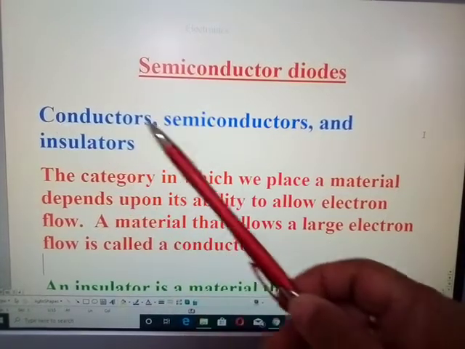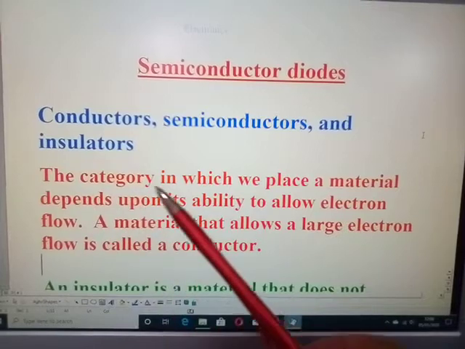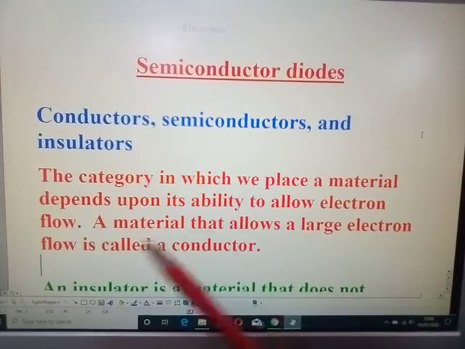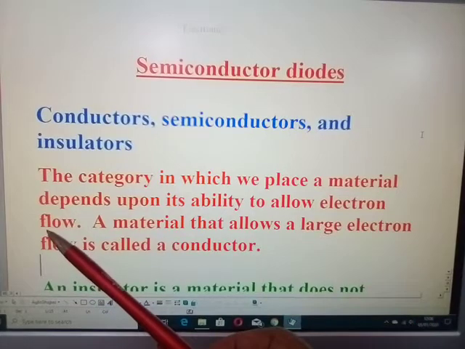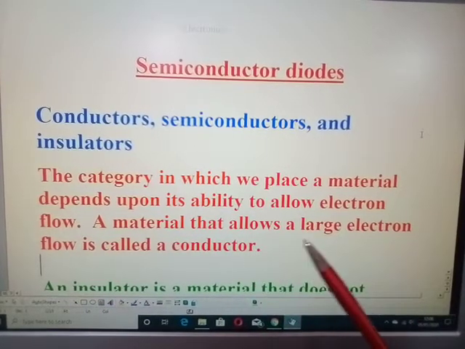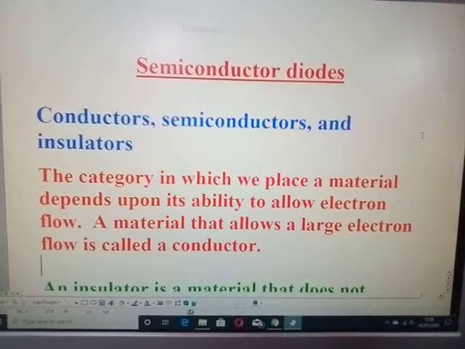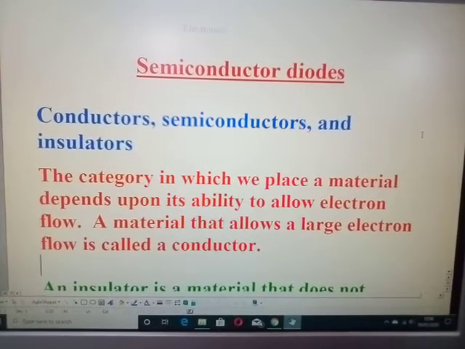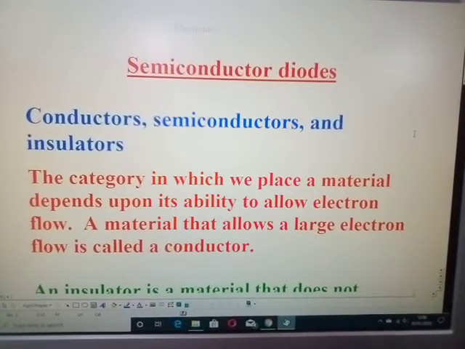Okay, conductors, semiconductors and insulators. The category in which we place a material depends upon its ability to allow electron flow. A material that allows a large electron flow is called a conductor. So obviously most of you would be familiar with a conductor, with copper being one of the best conductors. Okay.